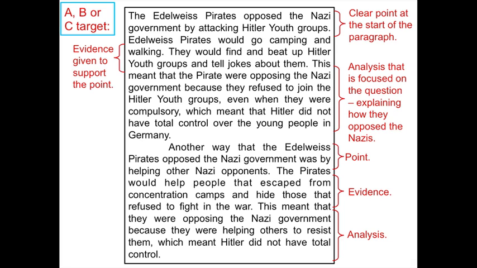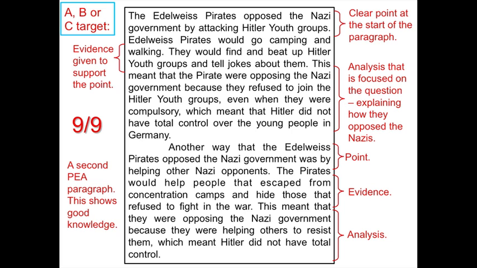There's then a second PEA paragraph. This demonstrates to the examiner that you've got a range of knowledge on the Edelweiss Pirates. You know more than one piece of evidence of what the pirates did to oppose the Nazis. The examiner would have given this answer 9 out of 9 marks.